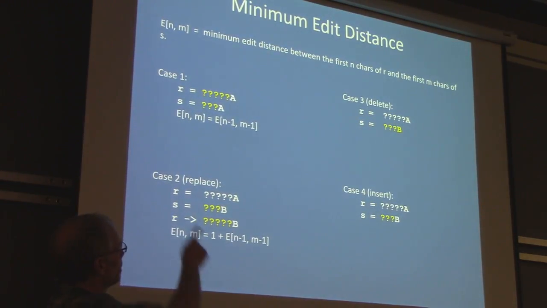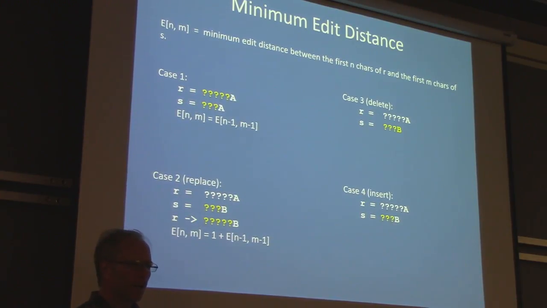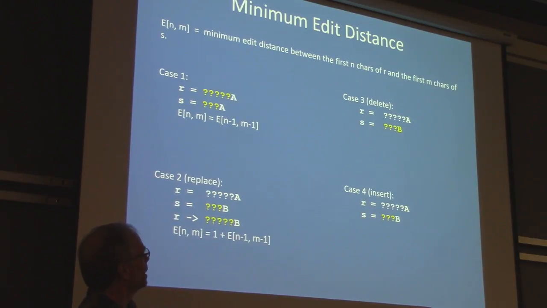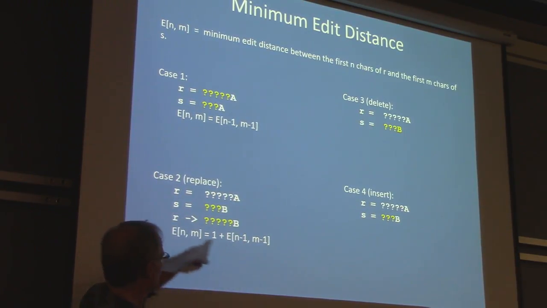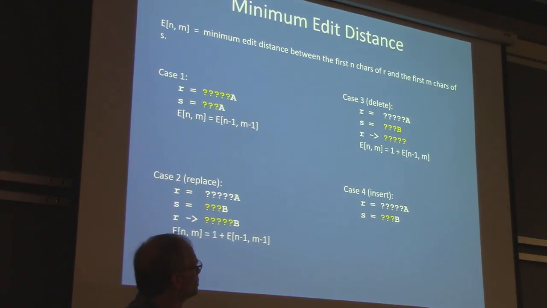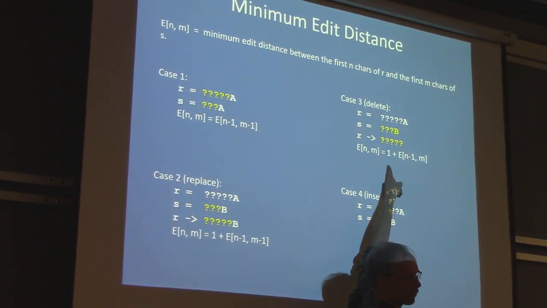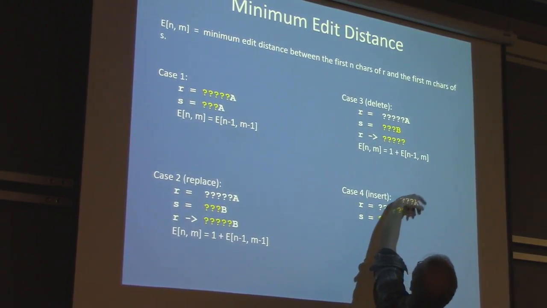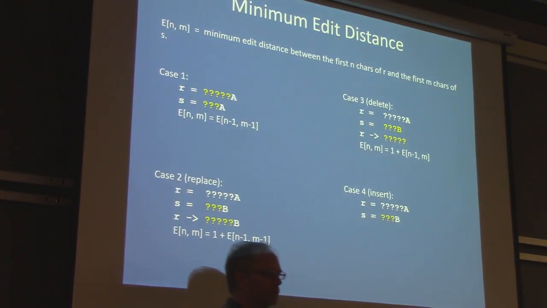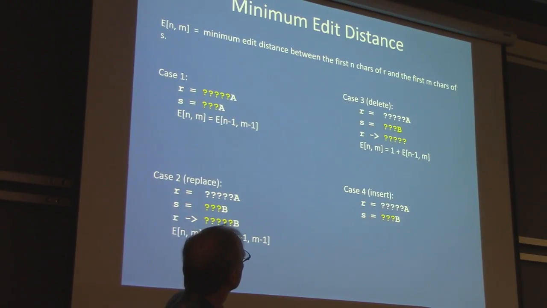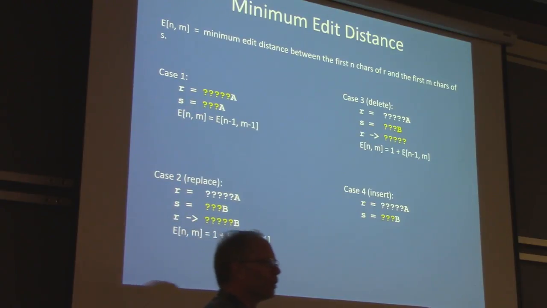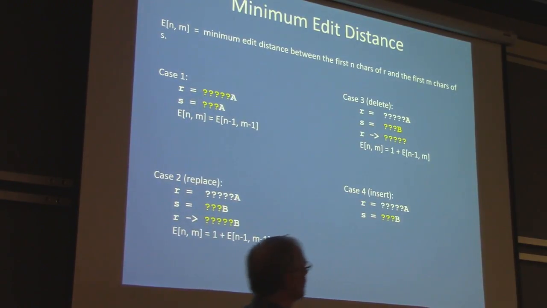Okay? Case 2, case 3 up there. R and S differ in that last character. Another thing we can do is a deletion. We can delete the A and hope that the question mark that's exposed matches the B. Okay? So how would you describe that using this notation? I mean, so what I'm going to do is delete the A, leaving R like that. E of n, m equals 1 plus. So to solve this problem, the number of edits is 1 plus, the 1 is for the deletion, plus, now we've got to look at the first n minus 1 characters of R and all m characters of S. Okay? The first parameter is shorter because we've thrown away a character from R. We haven't changed S at all.